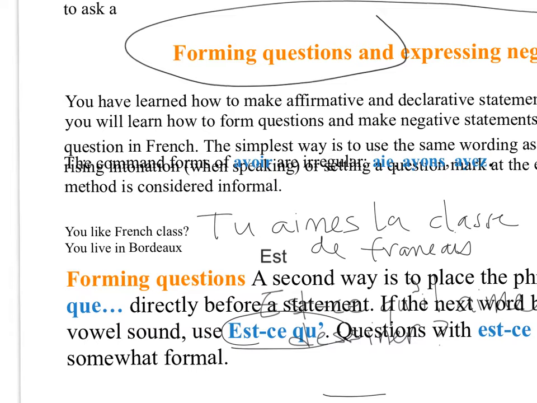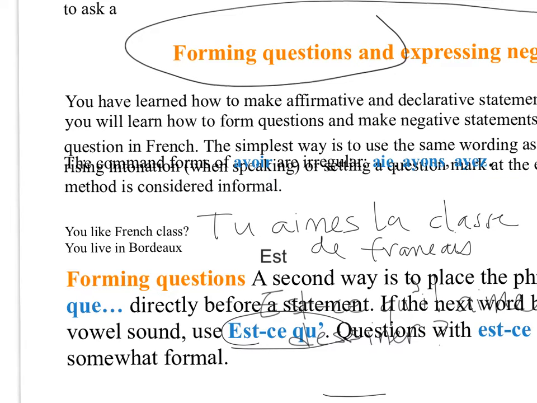Now, if I don't choose intonation to sound like this, Tu aimes la classe de français, you like the French class. Versus, Tu aimes la classe de français? Now it's a question. Okay? And you put the question mark to make it a question. You live in Bordeaux, that's a statement. To make a question, you say, Tu habites à Bordeaux? So again, the intonation is rising.